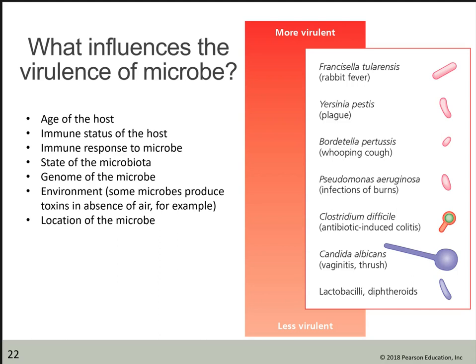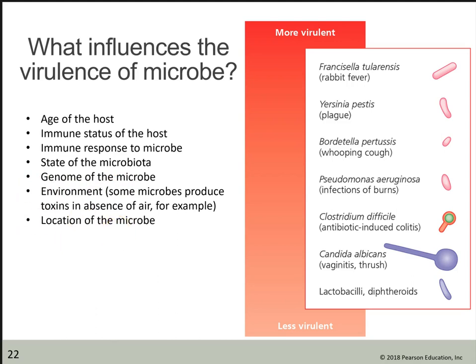Many things can influence how virulent a potentially pathogenic microbe is, including things that are associated with the host. So for example, the age of the host, the immune status of the host, the immune response to the microbe. Those are all things that are driven by the host and have nothing to do with the microbe itself. Others come from the microbe. So for example, the state of the microbiota. Is the microbiota a nice diverse microbiota, or is it dominated by one or two species? The genome of the microbe can influence whether or not a microbe is pathogenic.